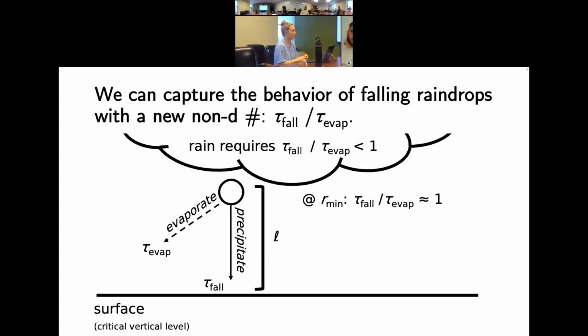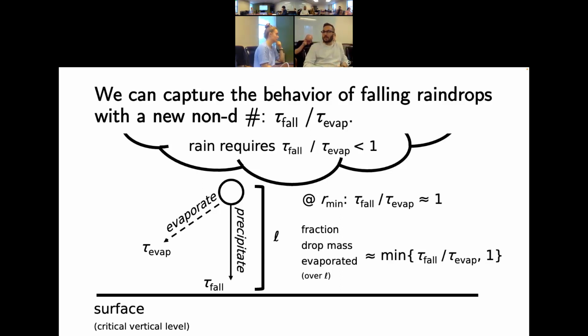And what we would naively expect, and we actually find that computationally works out, is that we can approximate this threshold, this Raman threshold, for a drop to actually reach the surface. We can calculate this by just setting this ratio equal to 1. And we can also calculate the fraction of drop mass that's evaporated over this distance as just the minimum of this ratio and 1, because we can't evaporate more mass than we start with. And we show in the paper that this works out quantitatively.